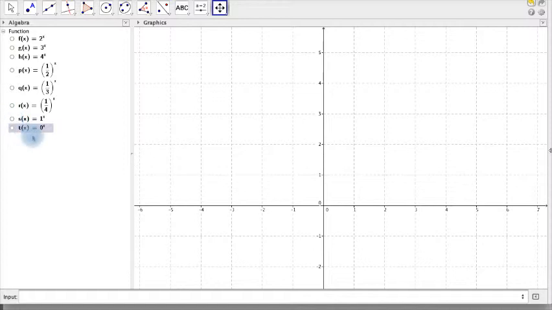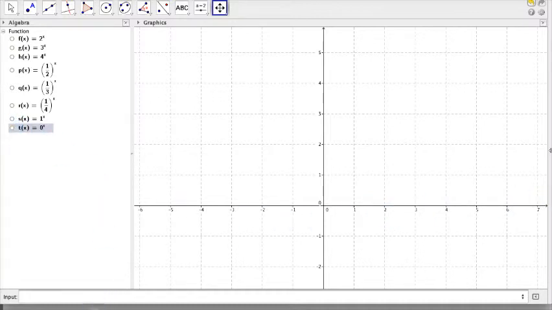Then what happens when the base number is 0? 0 to the power x. Well, you can sort of see it there. It's just along the x-axis, because 0 to the power of anything is always going to be 0. So that's going to happen there.